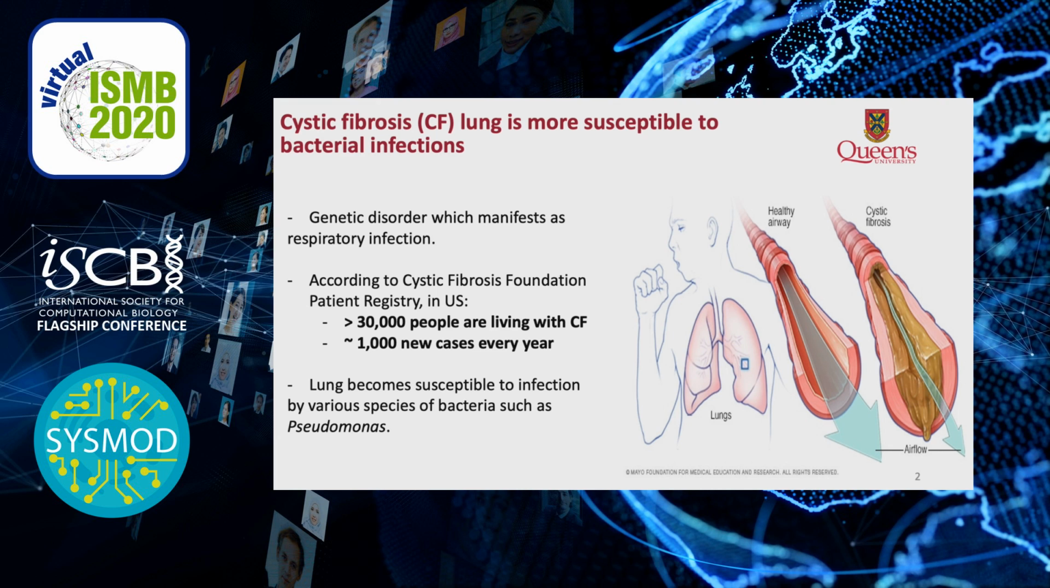Cystic fibrosis or CF is a genetic disorder which leads to respiratory infection. According to Cystic Fibrosis Foundation Patient Registry, there are more than 30,000 people living with cystic fibrosis in the United States, and approximately 1,000 new cases are added every year. Because of thick and sticky mucosal lining, CF lungs become more susceptible to bacterial infections.